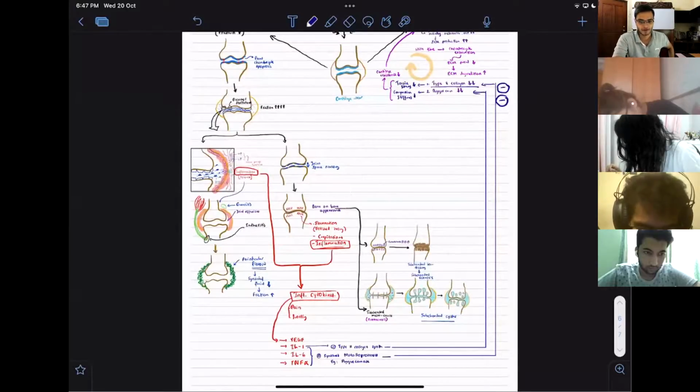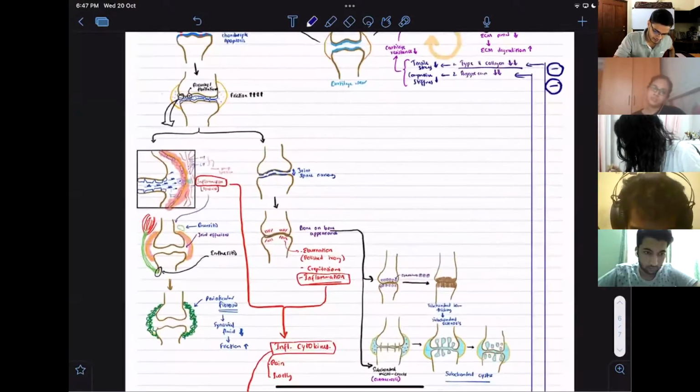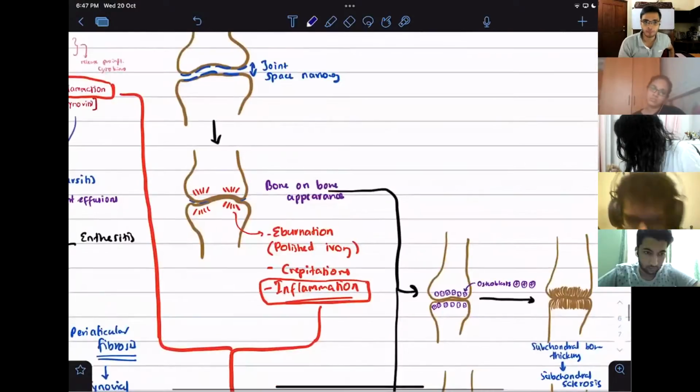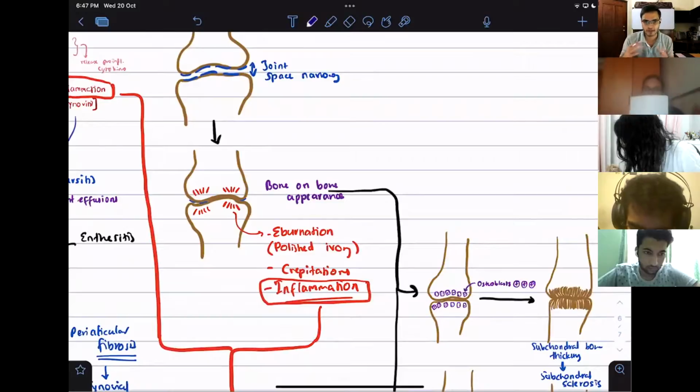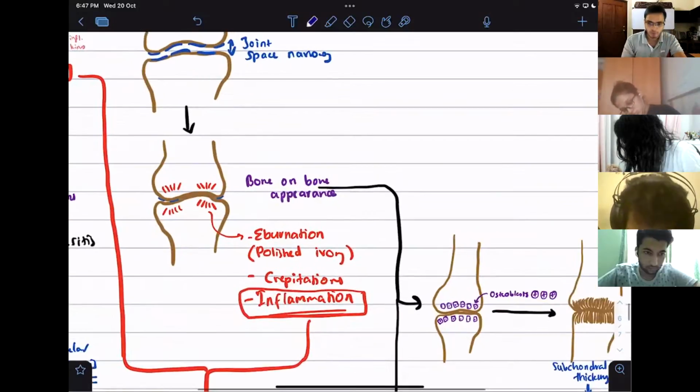Now, look at this. Okay, guys, we'll come back to this bone on bone appearance. Don't worry, this entire picture will make sense once we complete it. We are jumping from place to place because this is not necessarily a step-by-step process. We'll come back to this bone on bone appearance.